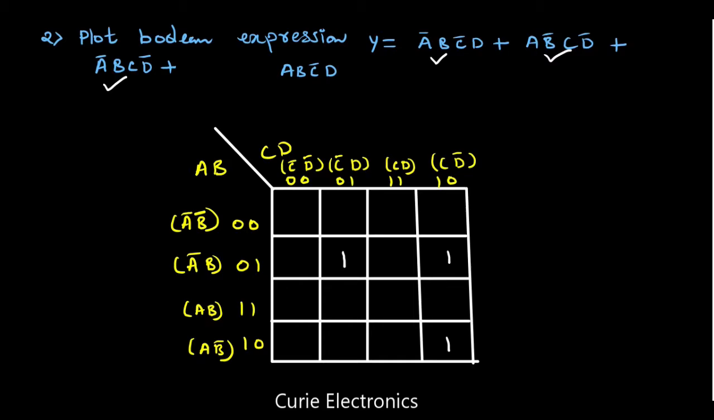And what is there next? A B C bar D. So A B is in the third row, A B C bar D. That is the last one. So we have marked it. This is how we can mark the ones, and the remaining are all zeros.